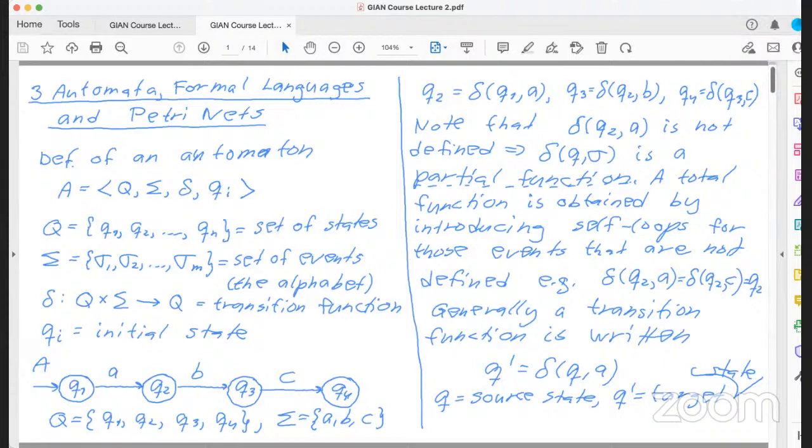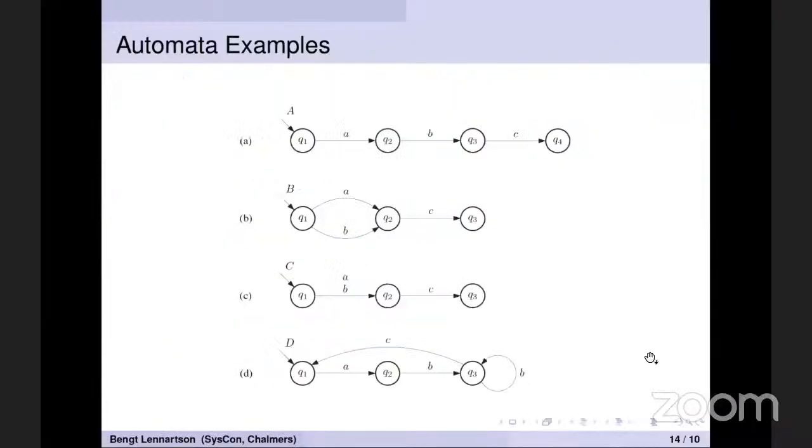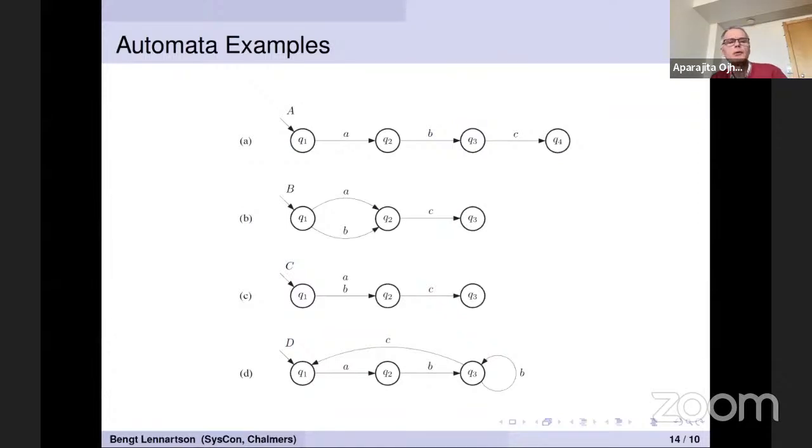There are two people who are saying that the slides are not changing. Have you changed the slide? You're still yes. So I stop and start again. Yeah, sure. And can you make it full slideshow? Yes, now we can see that. Thank you. Can you see a slide here with automata examples? Yes.